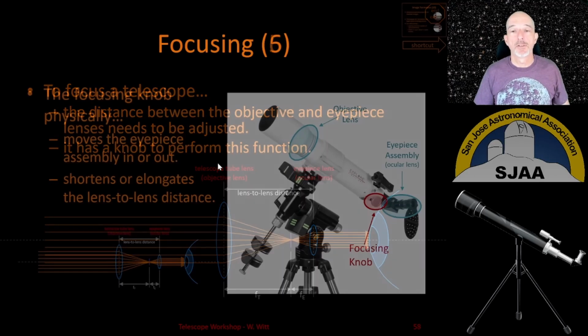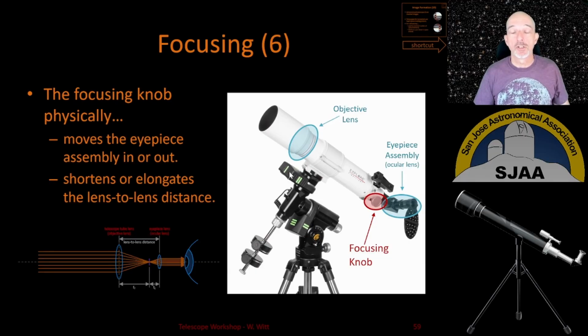And we can just quickly revisit this slide. This is where we actually saw the knob in the picture. Right, here's the objective lens, the ocular lens or eyepiece lens is here in this assembly, and this was and is the focusing knob. If you turn this, it physically moves this in and out, changing the distance between the lenses, changing this distance here, and you would tweak that until you achieve focus for your eyes.